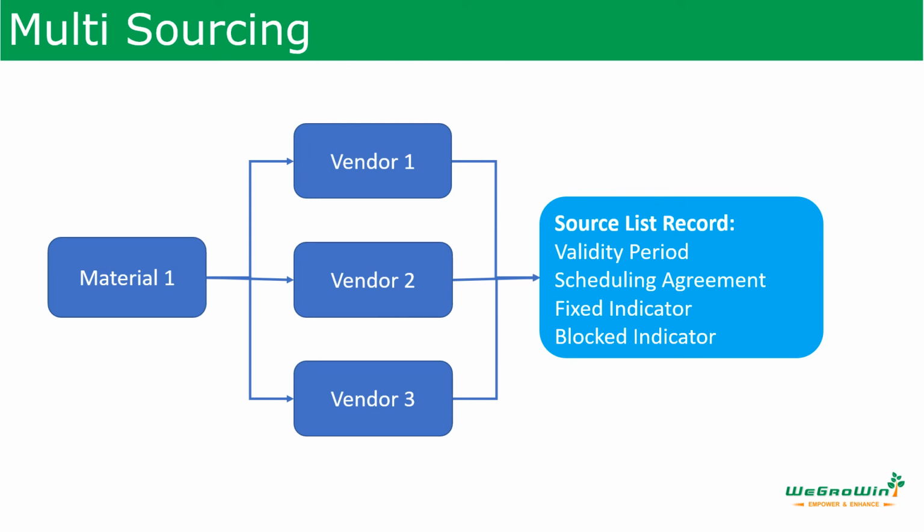Multi-sourcing is where the purchasing department buys a material from different vendors. Normally it is better to buy from a single source so that we can have better control. But to avoid too much dependency on a particular vendor, companies will go for different vendors. When there are different vendors, a source list will be maintained. This source list has a validity period. If there is a scheduling agreement, whether it is a fixed supplier, and whether it is blocked, those kinds of details will be maintained in the multi-sourcing method.